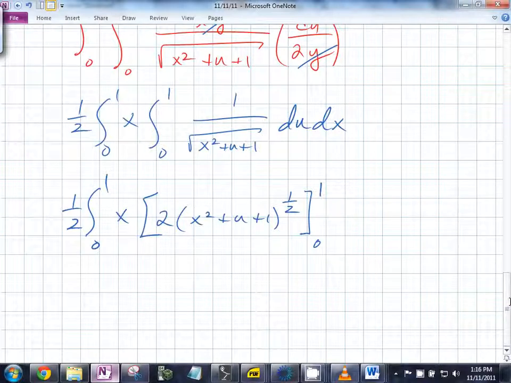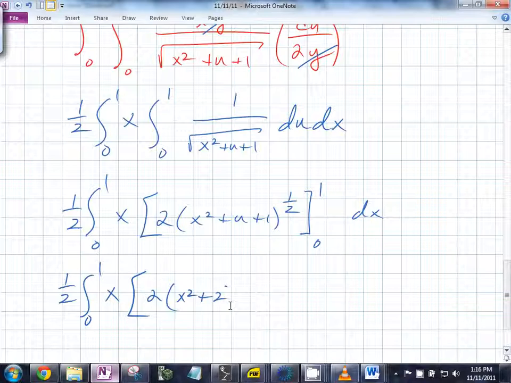So now we need to evaluate this. Now when we take these values, where do we plug them in? For u. For u, exactly. So we end up with 1/2 0 to 1 of x times 2 times x squared plus 2 to the what power? 1/2. Minus 2 times x squared plus 1 to the 1/2, and we close this in its dx.